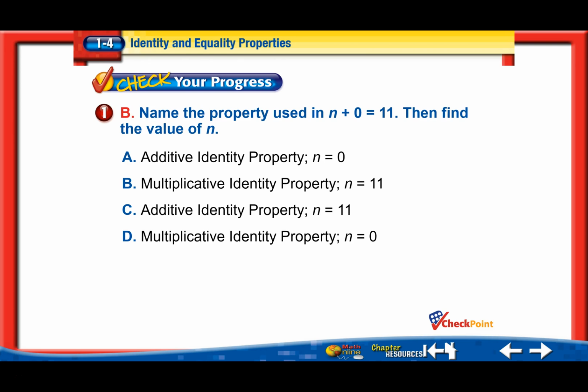Name the property used in n plus 0 equals 11. Well, n has to equal 11, so it's one of these two. It's not multiplicative, so it's the additive identity property.